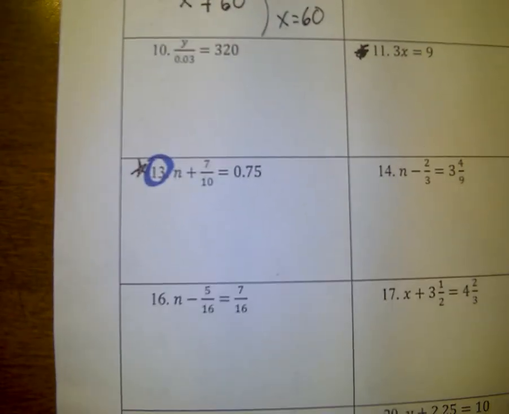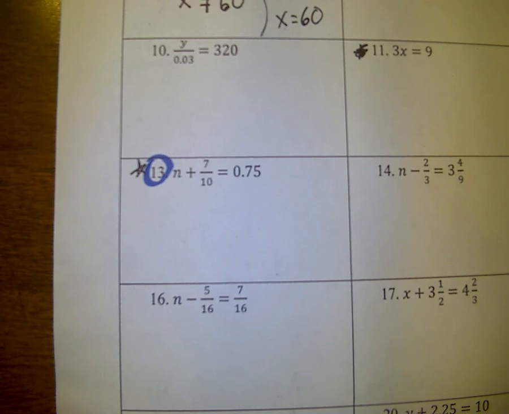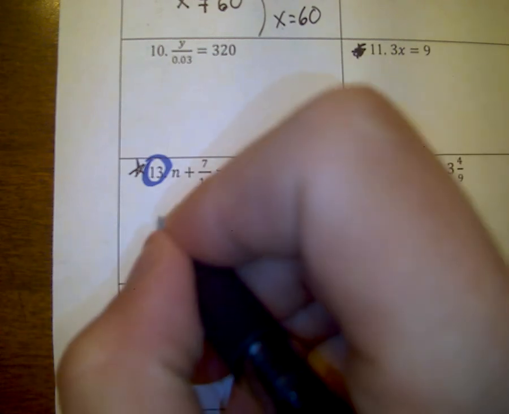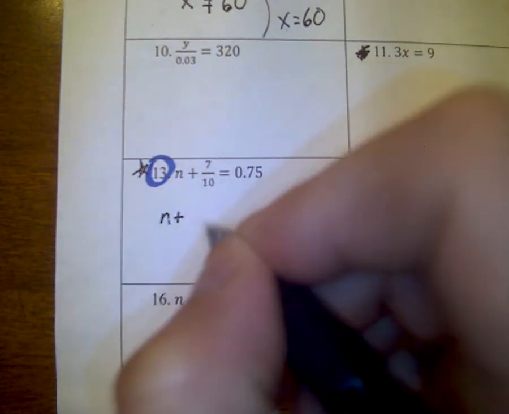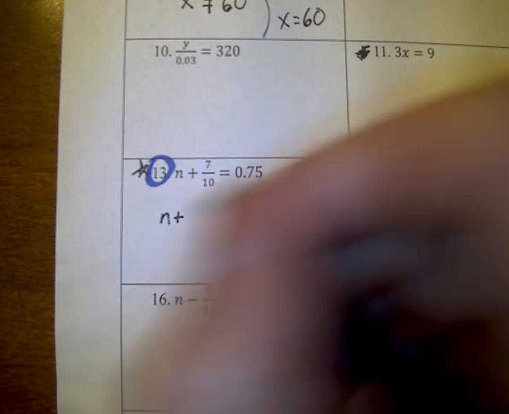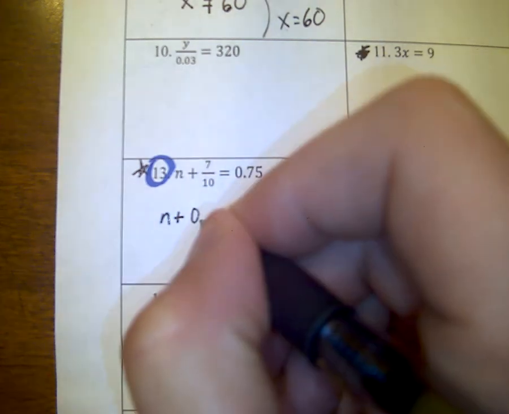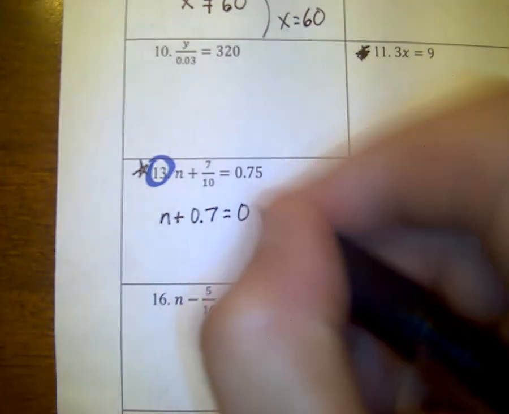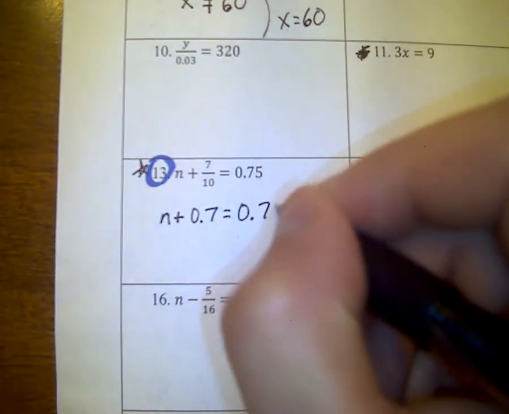All right, let's look at number 13. I have n plus 7/10 equals 75 hundredths. When I look at this, if it were me, I would rewrite this problem to n plus, I would change 7/10 to a decimal. So I would make that 0.7 because that is 7/10 as a decimal.